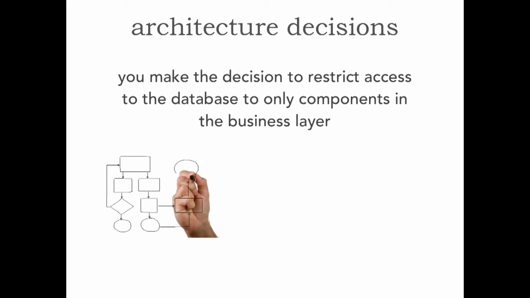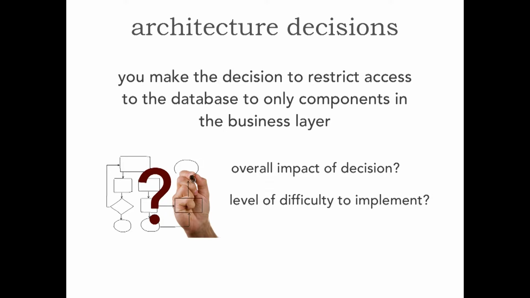How about this? You make the decision to restrict access to the database to only those components in the business layer, not any other layer, including the presentation layer. Architecture decision? Well, it seems clearly that it is, but let's run through those criteria just to really qualify it. What is the overall impact of this decision on the system? It is broad-reaching. In other words, it impacts many, many components across a major layer. So yes, this has broad impact.